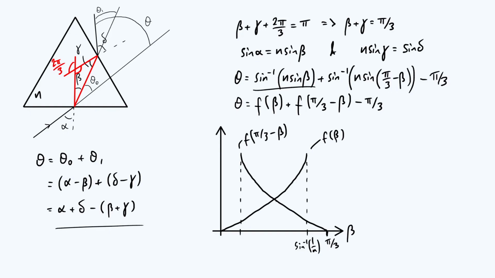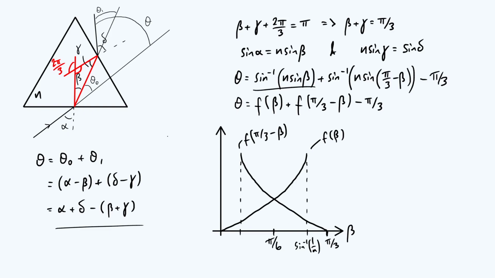Because of the symmetry, these two functions are just reflected versions of each other. The point where they meet, that point there, is going to have a beta value which is exactly halfway between 0 and pi over 3. In other words, it's going to be pi over 6. So the axis of symmetry is at beta equals pi over 6. They're going to meet in the middle there.